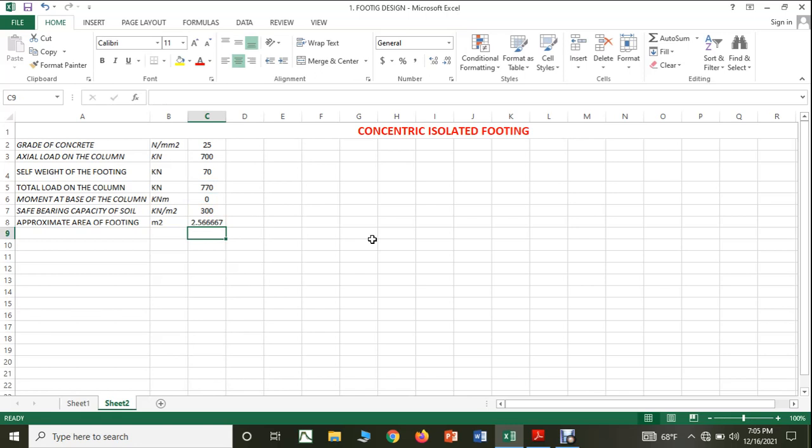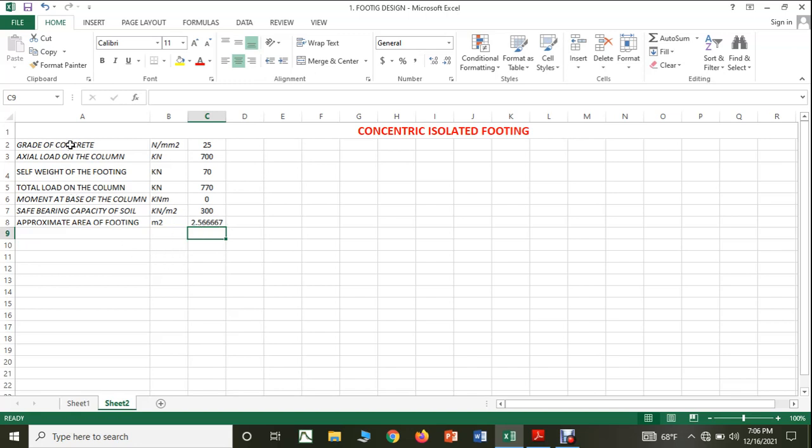Now, the next step is we will calculate the longer dimension of the footing and the shorter dimension of the footing. Since the area of the footing that you got is in decimals, definitely the shorter dimension as well as the longer dimension of the footing will also be in the form of decimals. But usually we don't keep any decimal dimensions on the site, we will round it off to the next higher number.